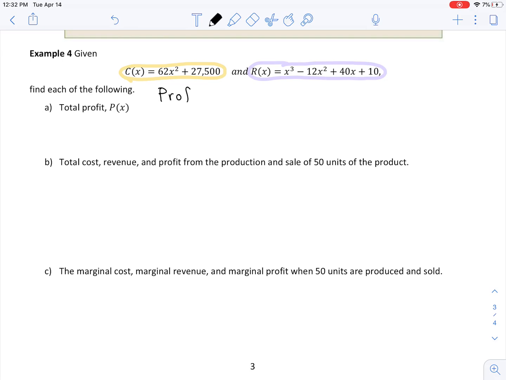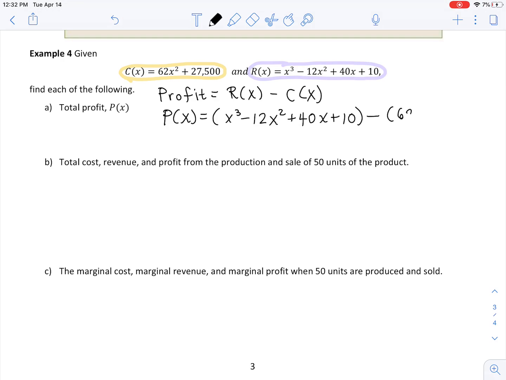Remember, profit is simply revenue minus cost, so we're going to do r of x minus the cost. They didn't give us a profit function, but we can find what p of x is. We're going to take r of x, which is x cubed minus 12x squared plus 40x plus 10, and then subtract 62x squared plus $27,500. If you subtract these two, we'll get the profit function.